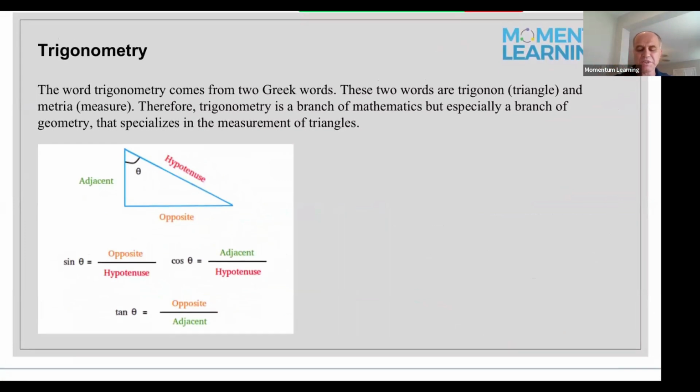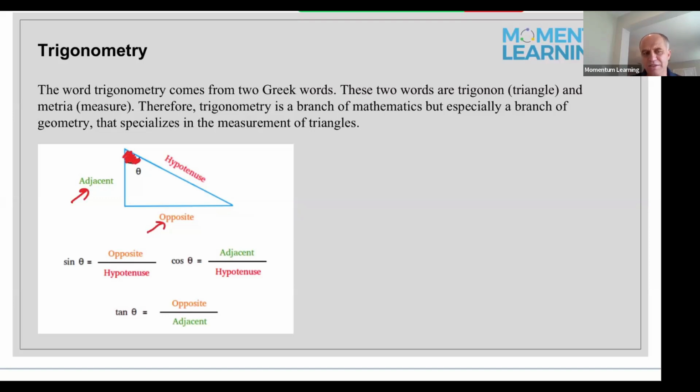Okay, so trigonometry, maybe you know that one. This is a Greek word. Trigonon is triangle, metria is measure. We have these ratios, these relations. When we have a right triangle, we have these terms. One of them is adjacent, the other is opposite. Why adjacent? Adjacent for this angle, of course. Adjacent is the neighbor one, okay? The neighbor. There are two right sides.